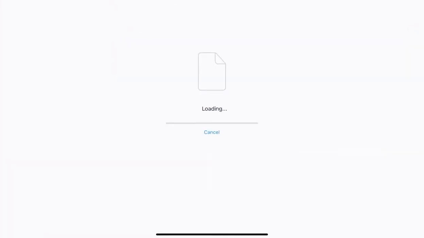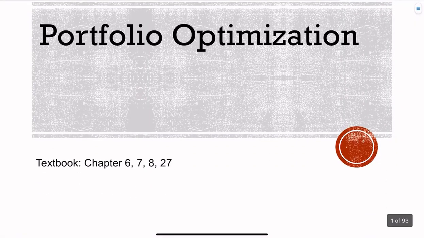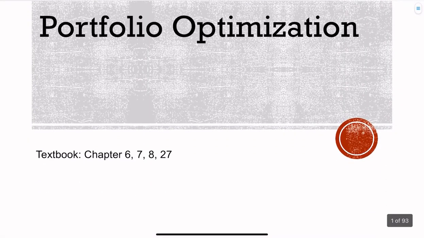So let's talk about portfolio optimization. So this is a really important topic and it's super useful. If you actually work for a financial firm, most likely this is one of the most important knowledge or skills you want to possess.